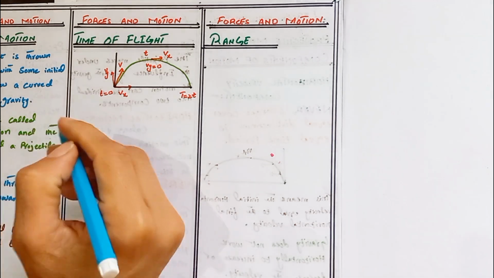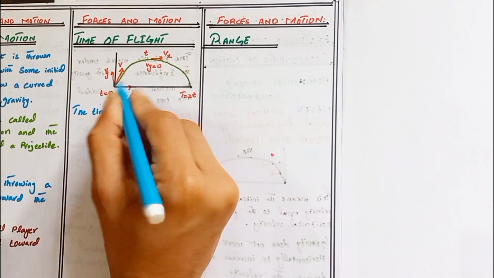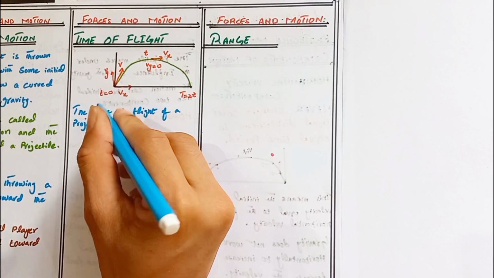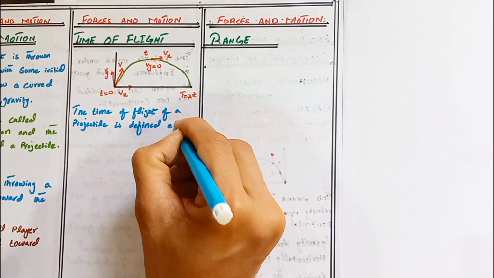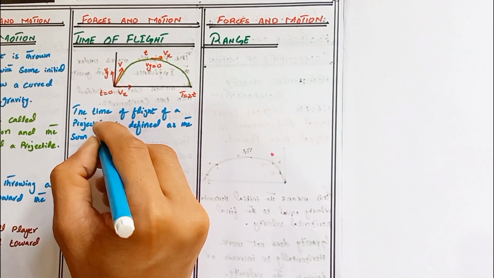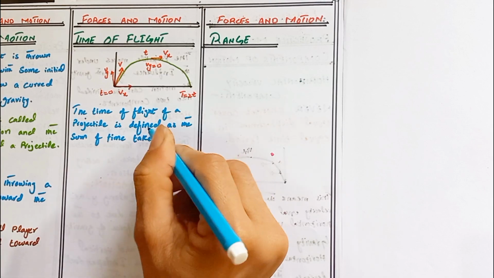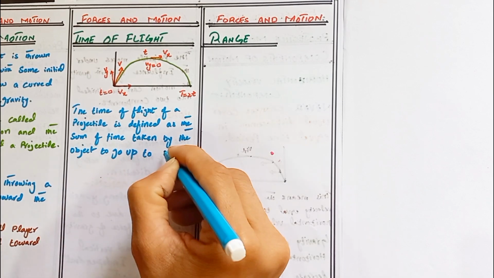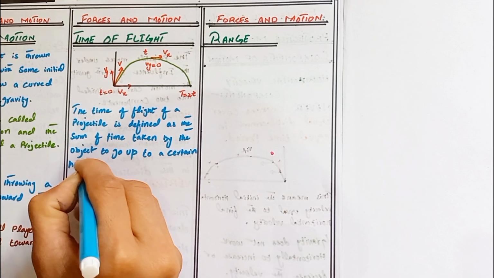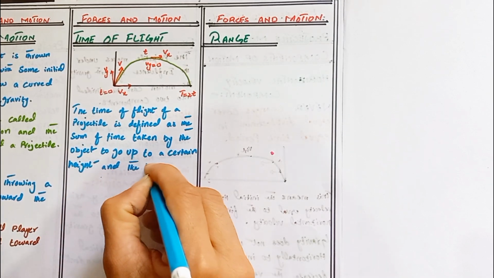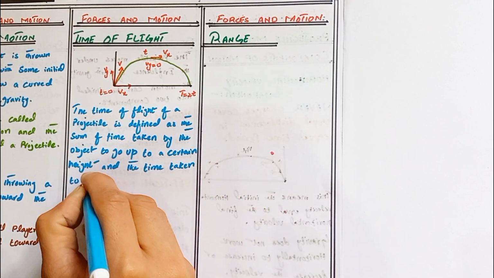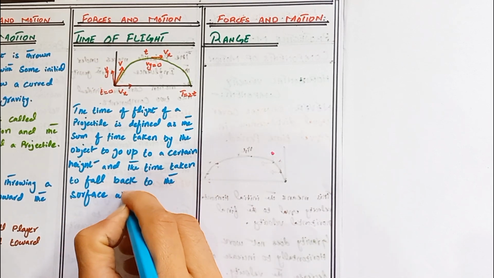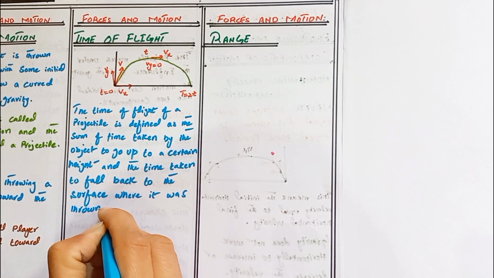Now we discuss its definition. What is the time of flight? The time of flight of a projectile is defined as the sum of the time taken by the object to go up to a certain height and the time taken to fall back to the surface where it was thrown.